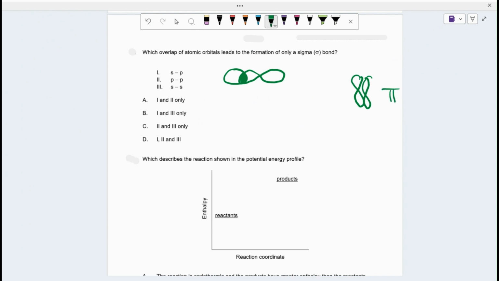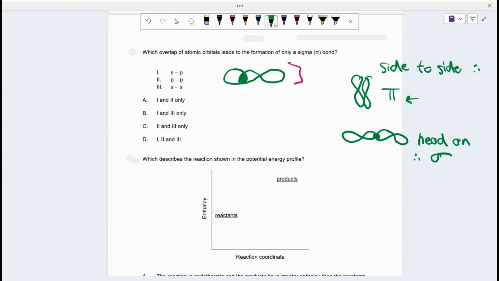Or if you have a head-on overlap, just like here, we would have a sigma bond. I'm not very good at drawing these, but you see the overlap there, and that's head-on, therefore sigma. Okay, that is side to side. Therefore, we get this pi bond.